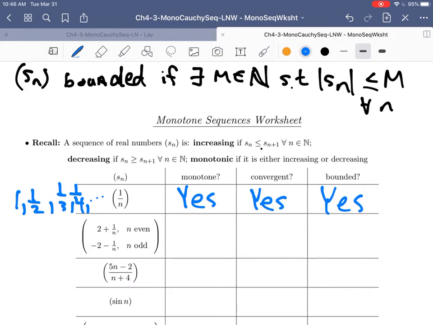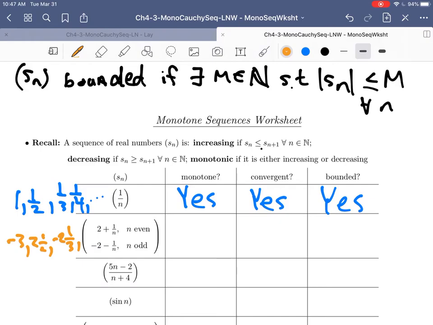Here our sequence is 2 plus 1 over n if n is even, and negative 2 minus 1 over n if n is odd. So when n is 1, we are in the odd portion, and so we would have negative 2 minus 1, which is negative 3. When n is 2, we would have positive 2.5. Then we would have negative 2 1/3. Then positive 2 1/4.